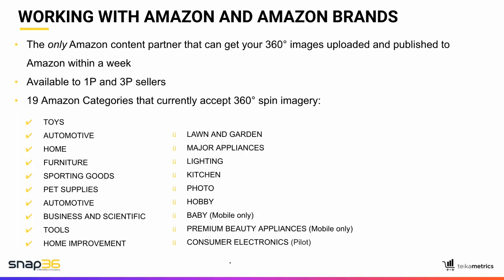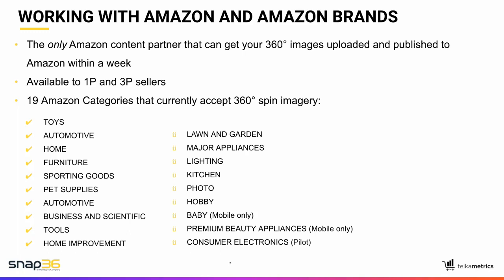If you want to talk through some of the differences here, we don't necessarily have to read every category off, but anything worth mentioning? No, just to mention that we have a unique relationship with Amazon to get 360 images uploaded and published in a very short period of time. This is available to 1P and 3P sellers. That used to not be the case, but that has changed. So definitely want to call that out.